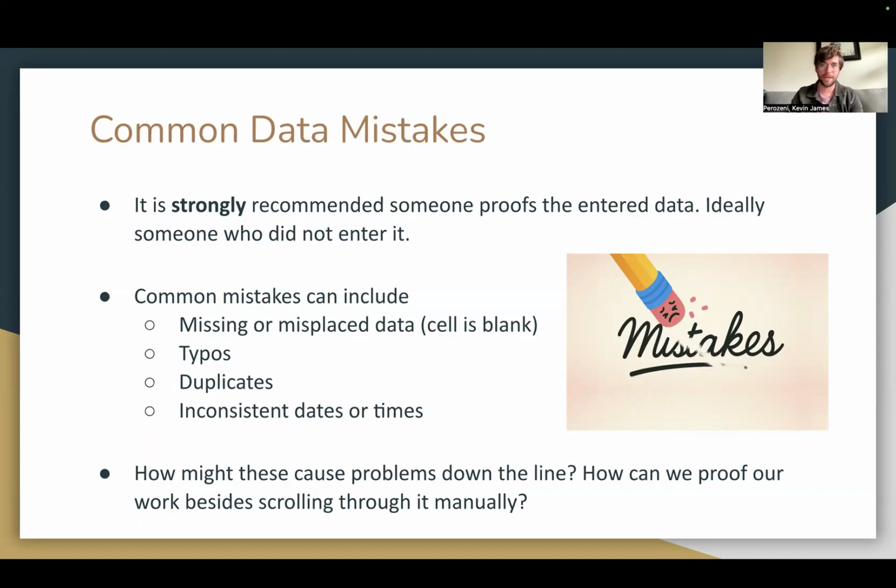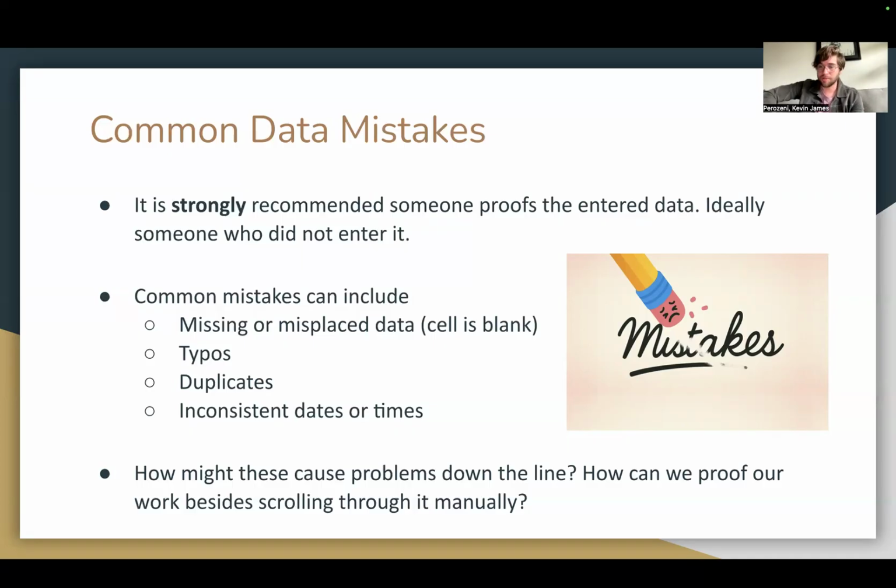So some mistakes that are very common that happen. Maybe you have missing or misspelled data. Maybe the cell is blank when it shouldn't be. There's typos. Maybe there's a duplicate where you're looking at a lot of pictures and you accidentally put in one twice. Or maybe you misspell the date and you accidentally put 1995 instead of 2025, or 2028 instead of 2025. Some kind of inconsistent date that doesn't make sense with your data.